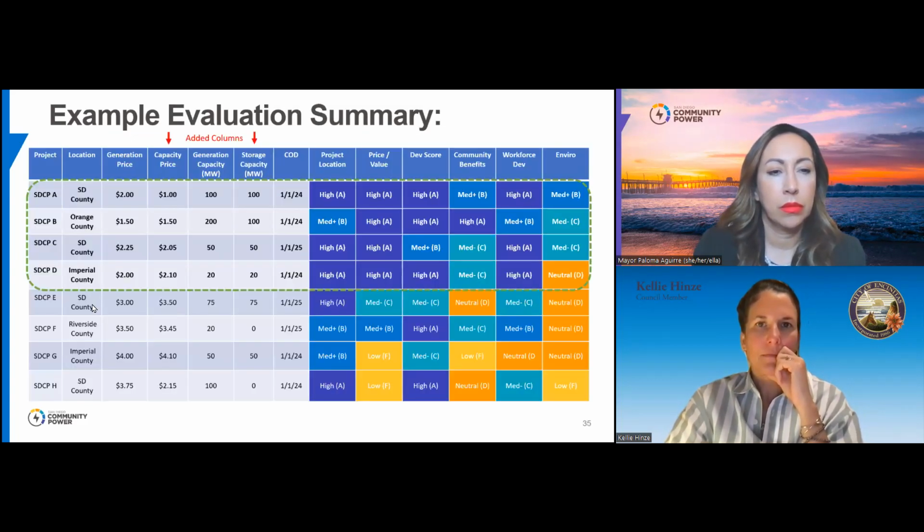And so I wanted to give a demonstrated example. This is what we as staff roll up when we get all the solicitations and we score these projects. This is what it looks like as we're summarizing.